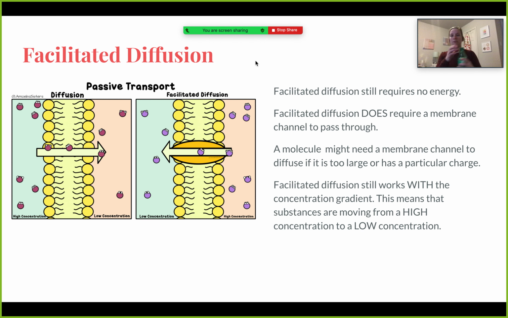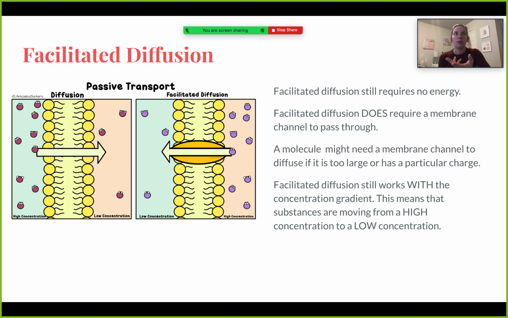All right, so we also have facilitated diffusion. So in regular diffusion, molecules just move straight into the cell or out of the cell without using a protein tunnel or channel. It can just go straight through the phospholipid bilayer, like you can see in this picture over here. Okay, facilitated diffusion does use a membrane channel to pass through.